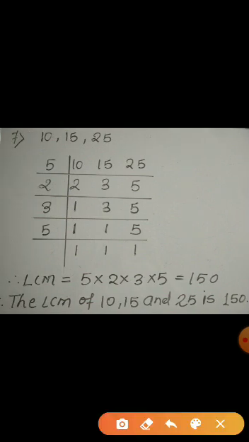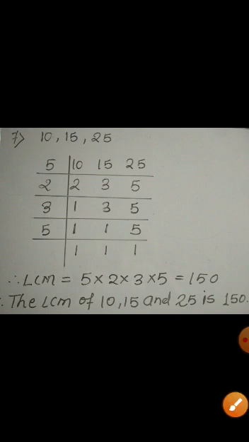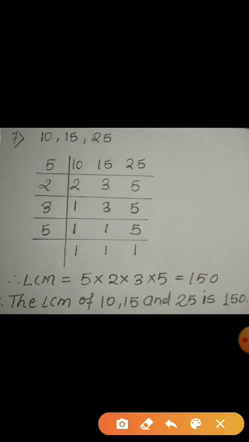Similarly, we can find out the LCM of three numbers as well. Same method we have to implement here. We have to divide three numbers simultaneously by the common prime factor. Now, what is the common prime factor of 10, 15 and 25? Yes, 5 is the common prime factor because 5 divides all the three numbers, right?